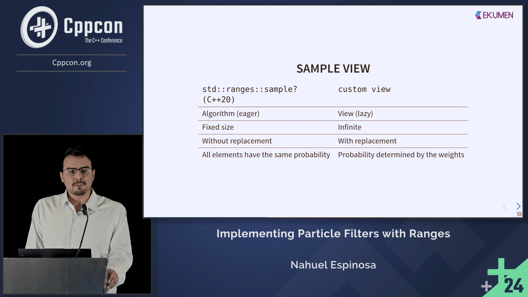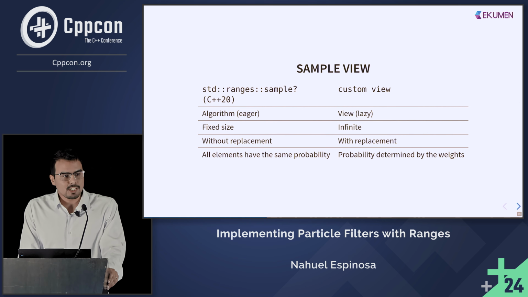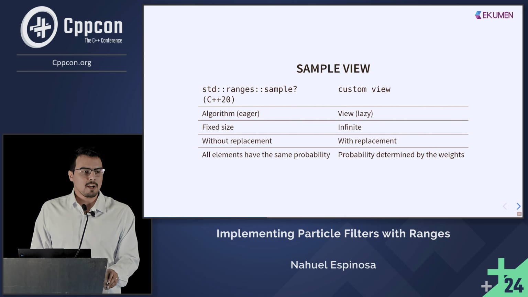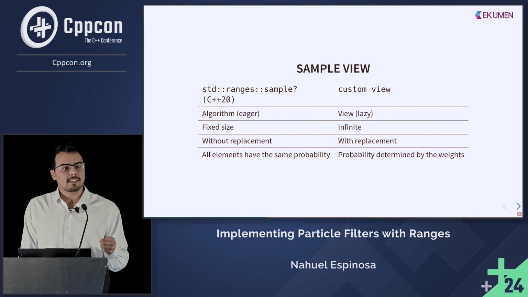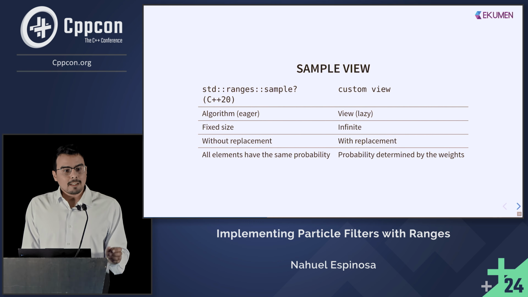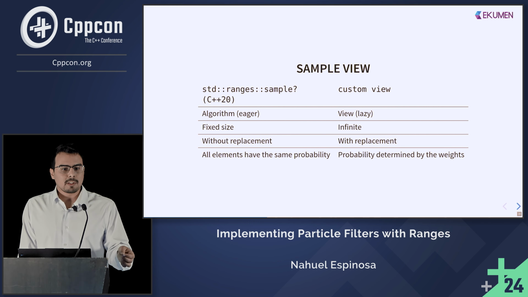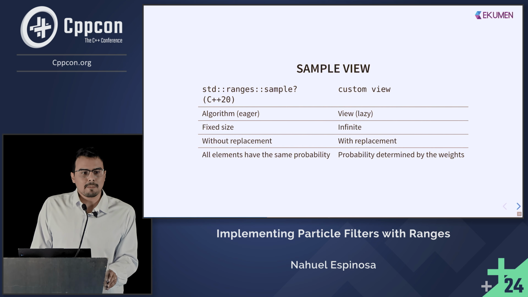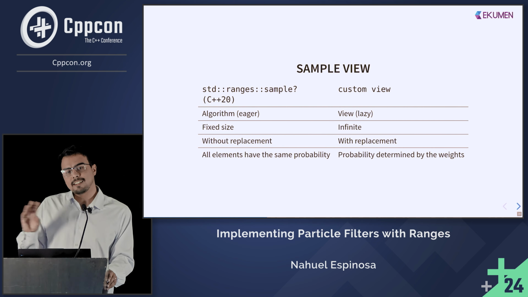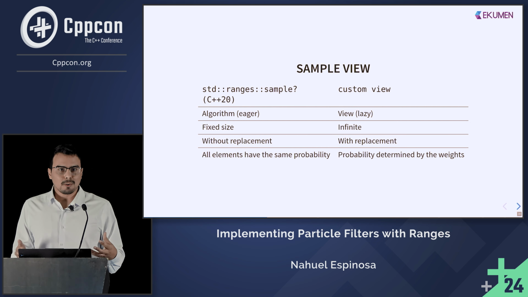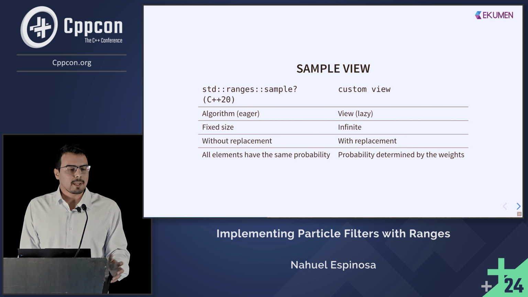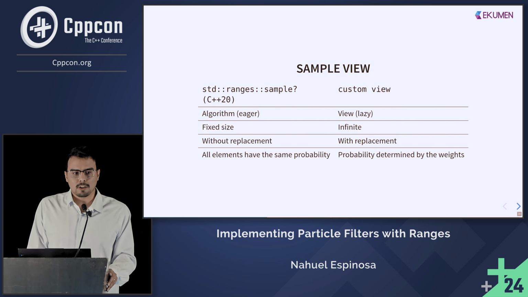So to implement our sample view, just as a note, there is a std::ranges::sample algorithm in the standard library, but it is not quite what we need here because, first, it is an algorithm, so it is applied eagerly. It needs a fixed size for the sample. It samples without replacement, so you cannot draw the same particle twice, and all the elements have the same probability. We need exactly the opposite, and I called this adapter sample to keep the slides' code readable, but it should probably be called something else, like multinomial sample or something along those lines.